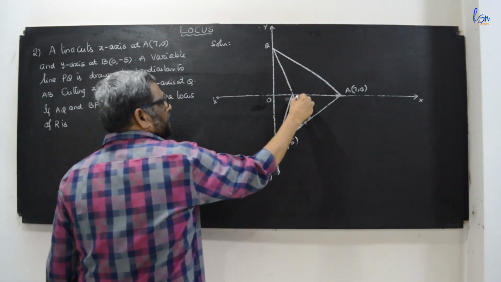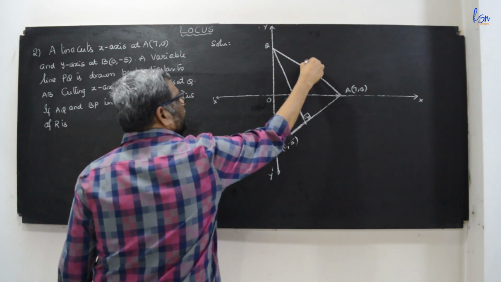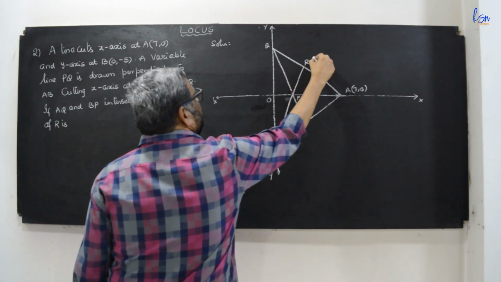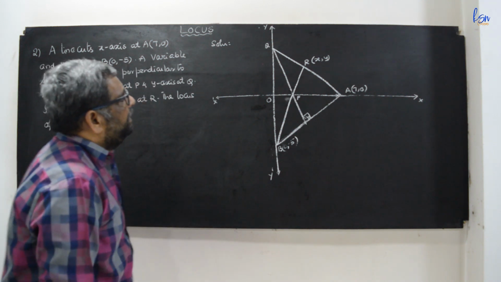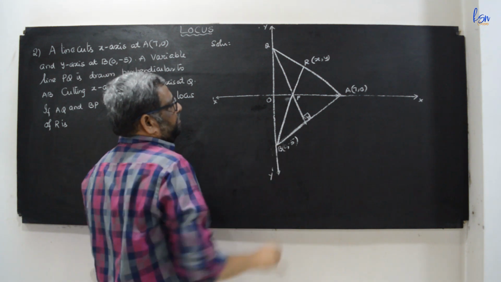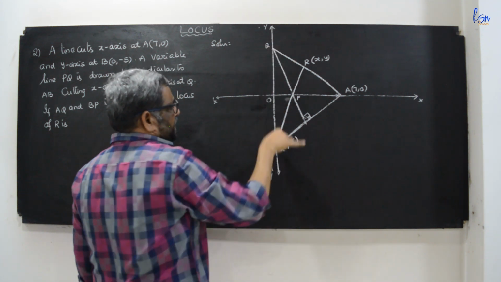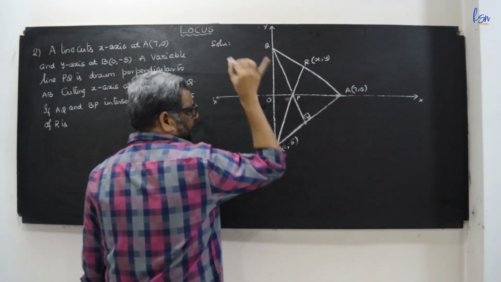This is of course P. Intersect at R. This is R. Then the locus of R is, suppose this is x, y. Now here a triangle is constructed, namely AQB. Here BQ is y-axis and AO is x-axis.